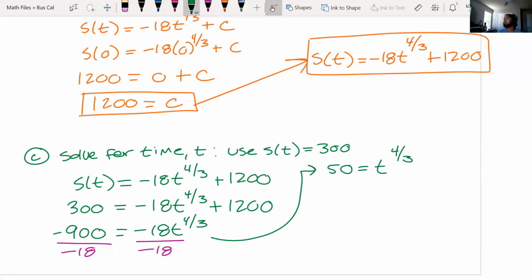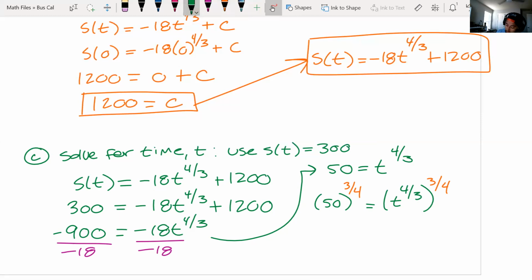Now, all we have to do is solve for t. So here's a nice little trick. To get rid of that 4/3, you are going to raise everything to the reciprocal power. So this means that I'm going to raise 50 to the 3/4. And I'm going to raise t to the 4/3 by the same exact thing. It's a pretty cool trick. So if you want to get rid of the power, raise everything to the reciprocal power.